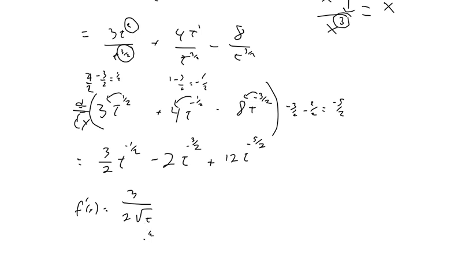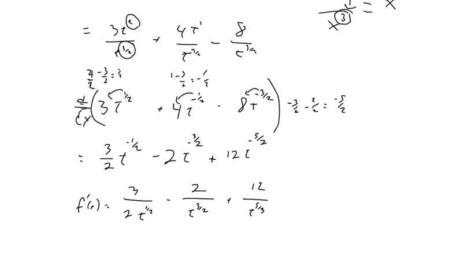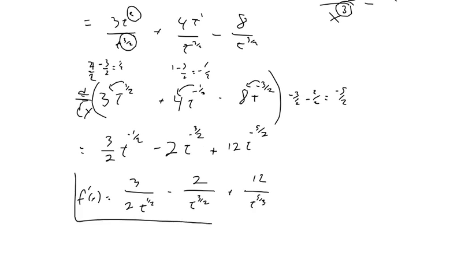Square root of t or t to the 1 half. If you want to leave your exponents as fractions, that's perfectly fine. You will not get any points marked off on the AP test. Completely fine. Fraction exponents, they don't care. They do want your exponents to be positive, however, so you need to make sure you do that. 2 over t to the 3 halves plus 12 over t to the 5 thirds. They do want your exponents to be positive, but they do not care if they are fractions. And that's your answer.